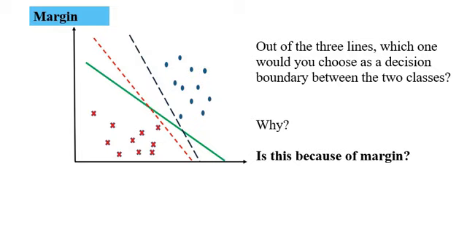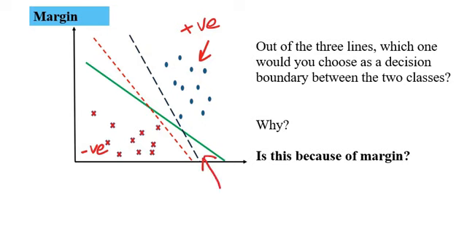Consider the set of data points where these blue dots, thick dots, belong to the positive class and these crosses belong to the negative class. And we would wish to find a decision boundary or a separating hyperplane, in this case a line because it's 2D data. So we have drawn three lines. We will look at each of them one by one.